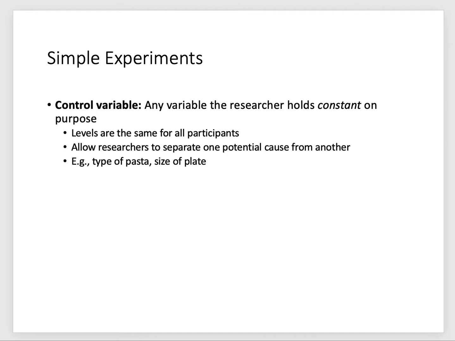Another variable that may be introduced in an experimental design is a control variable. So this is anything that the researcher holds constant on purpose. So that's a little bit of statistical terminology, holding constant. It basically means that you're going to factor something out or cancel it out to zero. When we hold something constant or control for it, we enter it into the equation so that the level is the same for all participants. And this allows researchers to help to separate out potential causes from one another.